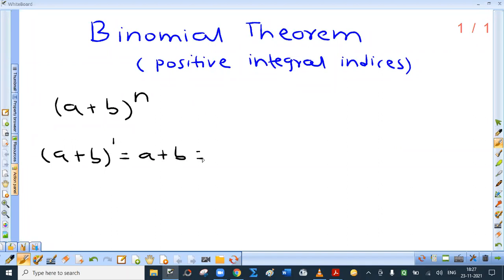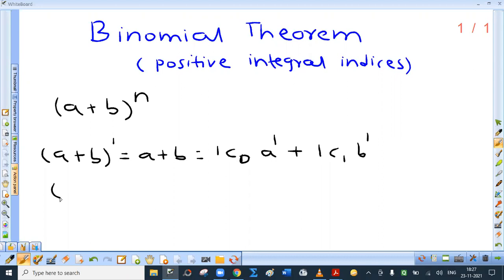Now can I write A plus B as 1C0 A raised to 1 plus 1C1 B raised to 1? What I have written is correct because 1C0 is 1. Yes, coefficient of A is 1 only. Can I write A as A raised to 1? Yes, I can. Similarly, 1C1 is also 1.